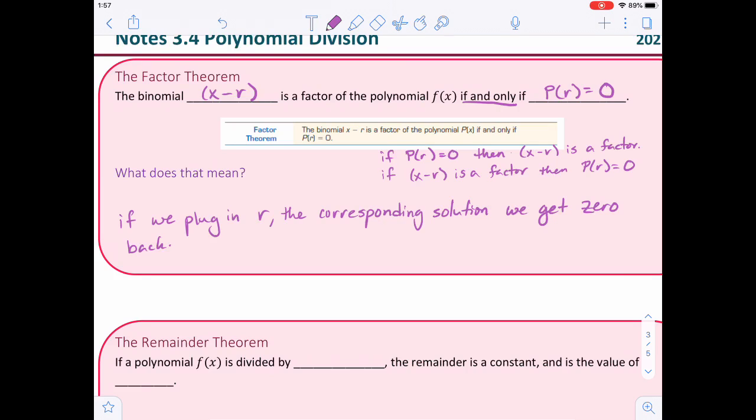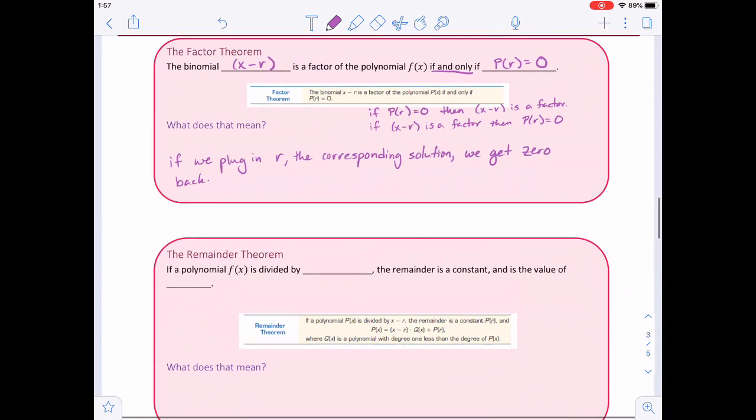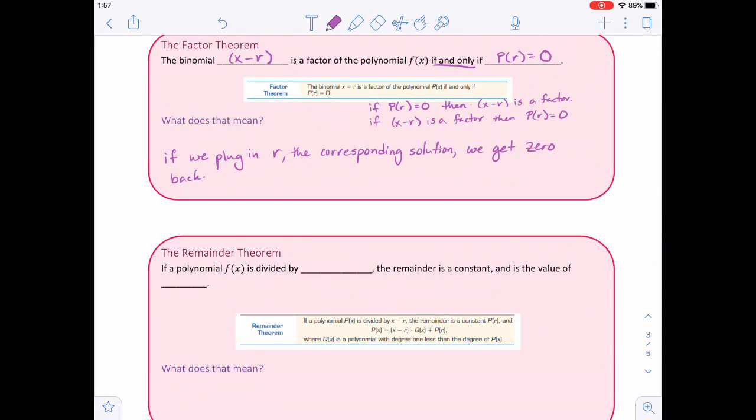Remember, we're looking for the corresponding solution. We don't plug in negative r, we plug in r. Right? We do have to make that distinction, and we've practiced that a couple times. And so this is called the factor theorem. So this actually directly relates to what we just did before and something called the remainder theorem.